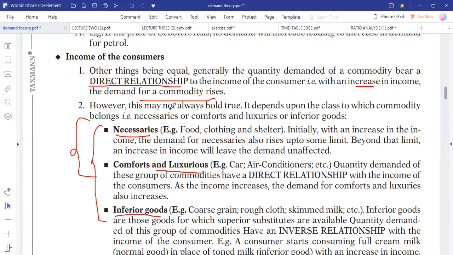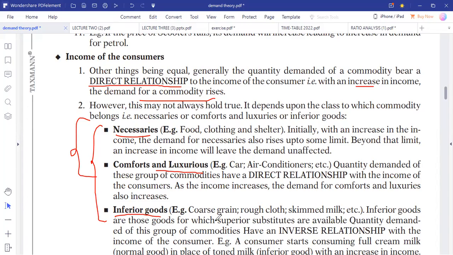Like food, once you have money, you want to buy more food. You want to buy more luxurious things. Now, the luxurious things are only bought with excess income. That's why the elasticity is usually higher than 1. We call those comfort or luxurious goods. We can do without aircon, but it's because we have extra money. So these are called normal goods.